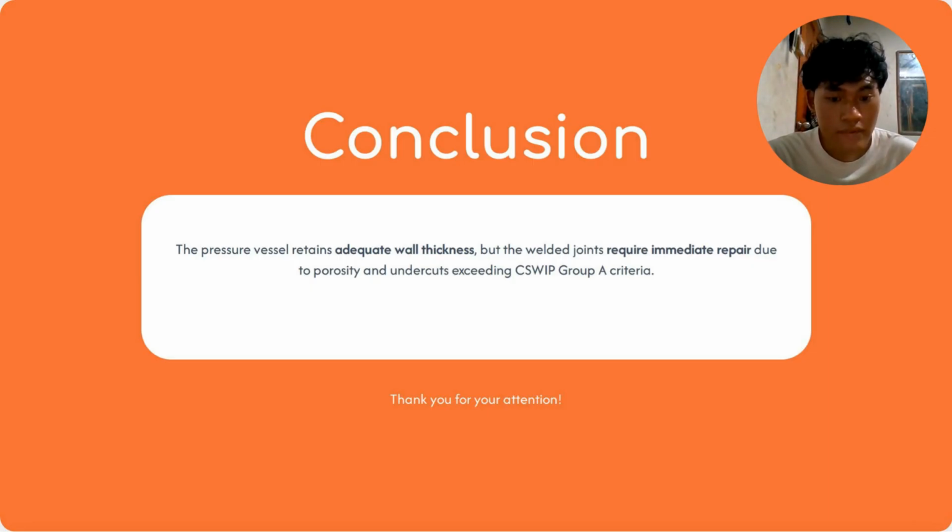And once those joints are properly repaired and retested, the tank integrity can be re-evaluated. That is all from us.